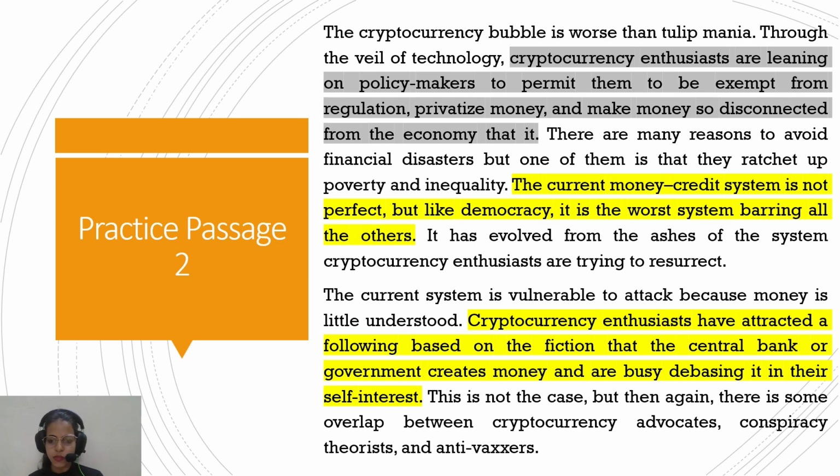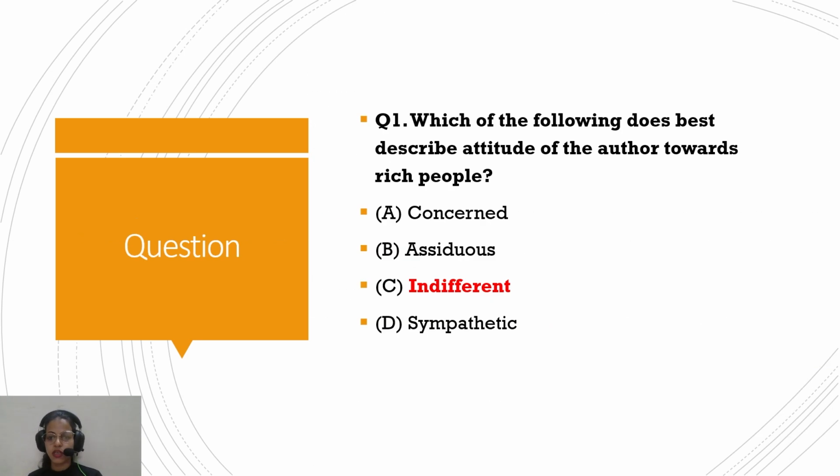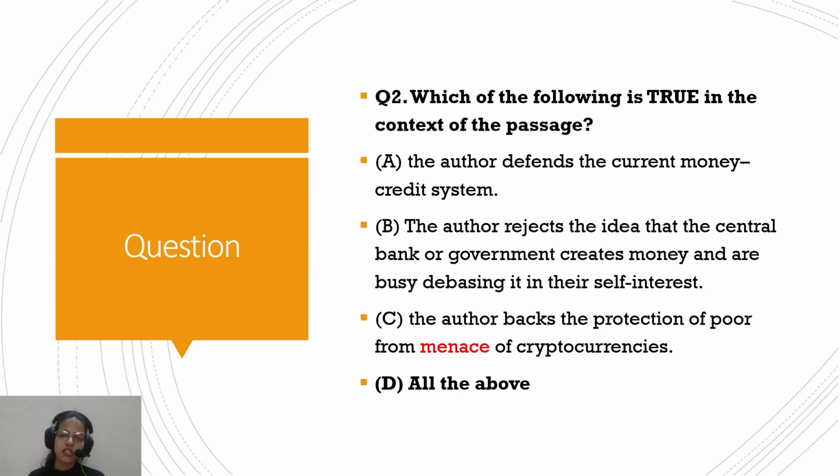Yeah, in this last paragraph, cryptocurrency enthusiasts have attracted a following based on the fiction. So they are saying it's a fiction. Fiction is something that is not real. Fiction that the central bank or government creates money and are busy debasing it in their self interest. So this is also true. So the moment you see two options are true, it has to be all of the above. So you don't even have to check the third one. If you have found A and B in the passage, then all of the above can be the only option because A and B are already there. So it has to be all of the above.